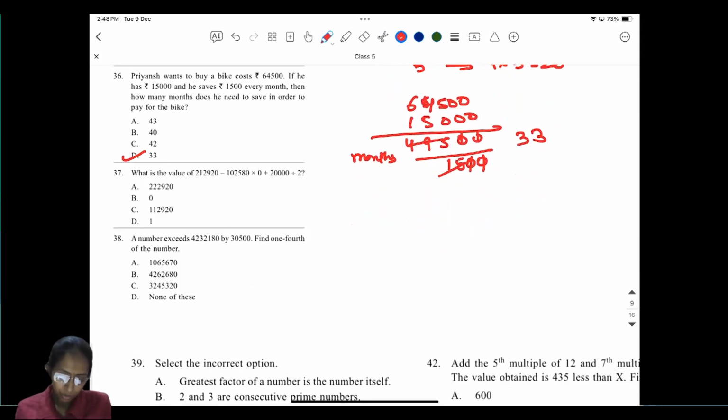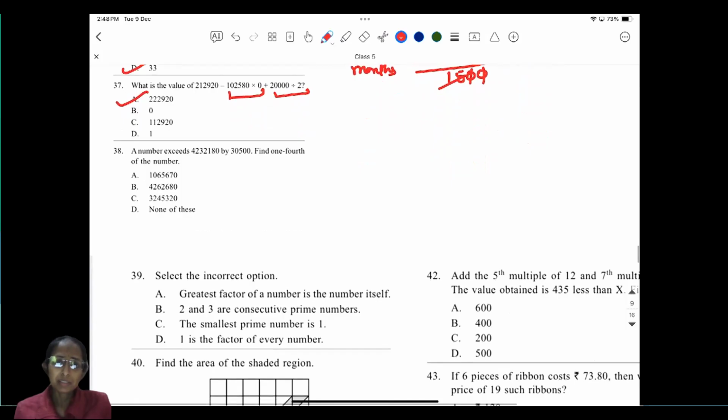Now, what is the value of this? We can observe, first of all, we need to use the BODMAS rule. So this is 0 and this, when we divide, is 10,000. So 2,12,920 plus 10,000, that will be 2,22,920. 2,22,920 will be the answer.